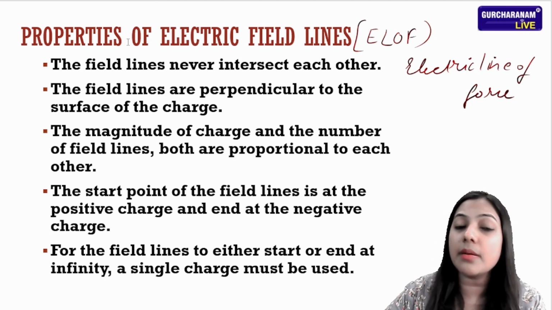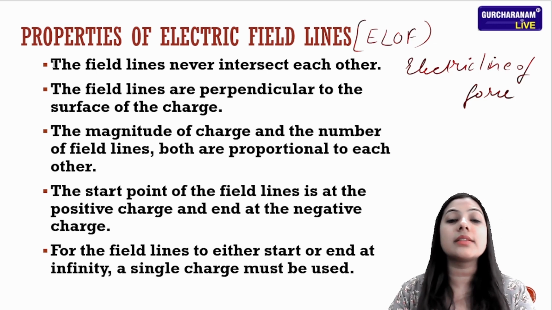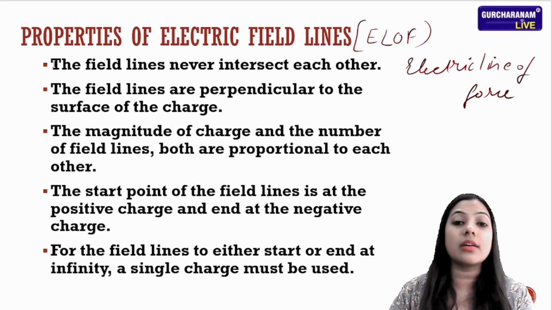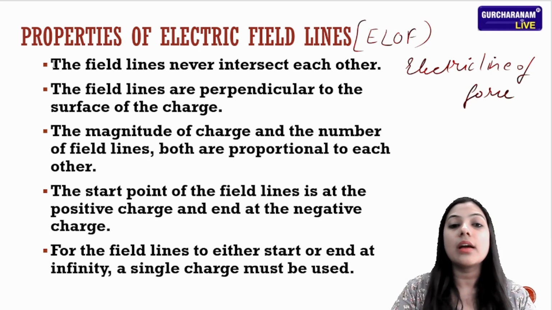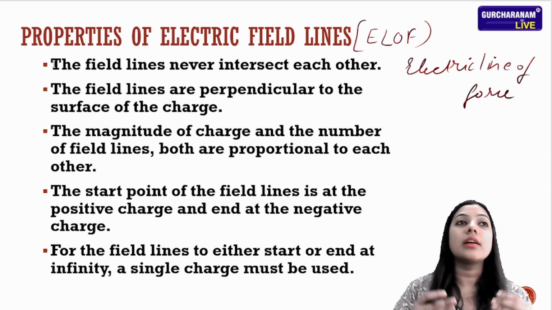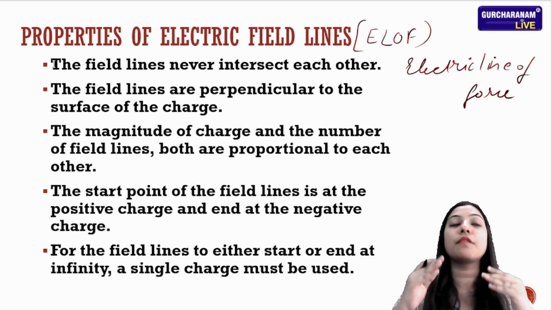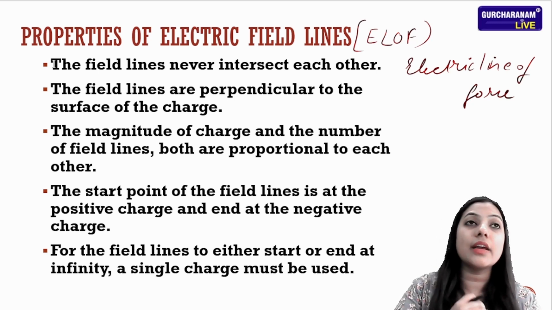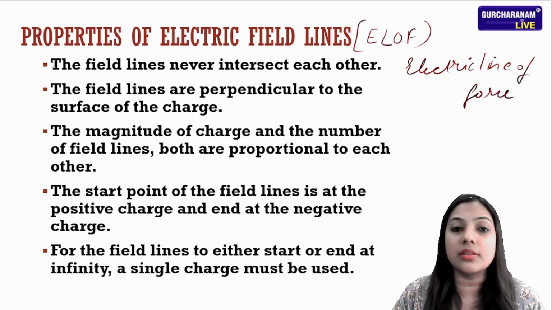It is a very important property, and you have to know this. The electric field lines never intersect each other at any point. Why? If they intersect at any point, they give two directions, which is not possible. So they never intersect each other.